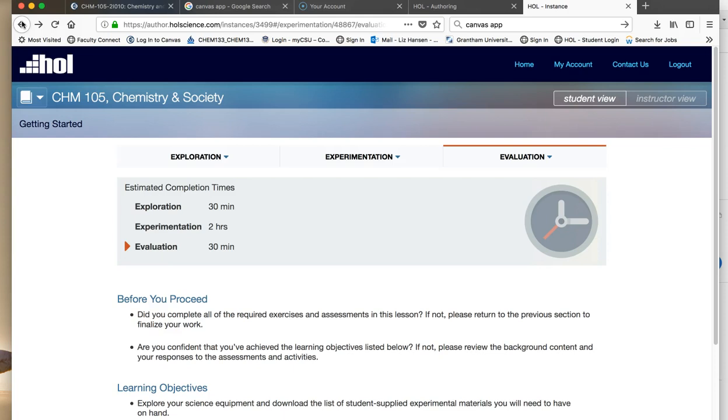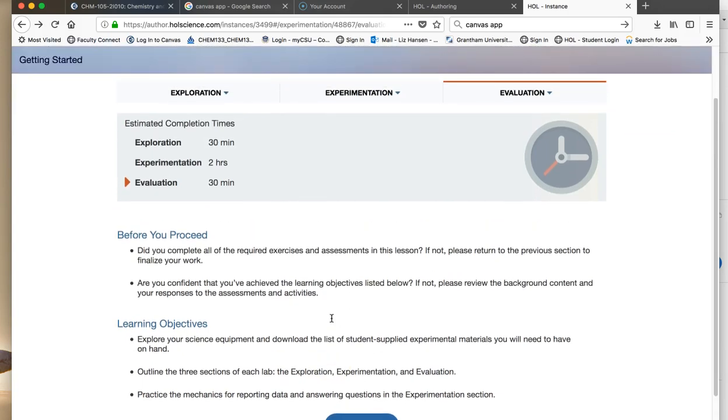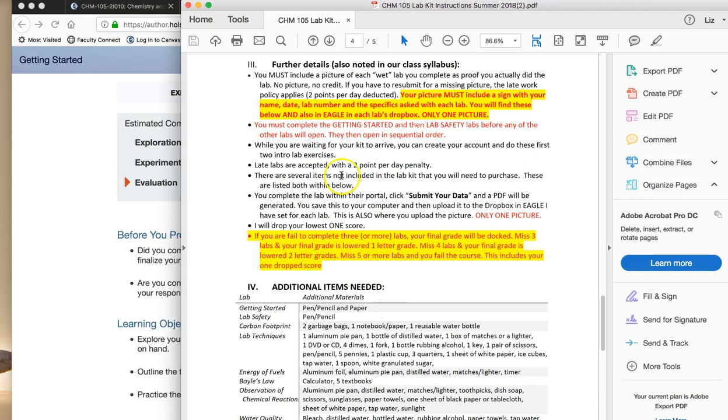And when you do that, it'll generate a lovely PDF file for you to download and save to your computer and then upload back into our class. And you'll do that for every lab. So you'll have the PDF document and you'll have that one picture that I was just talking about.